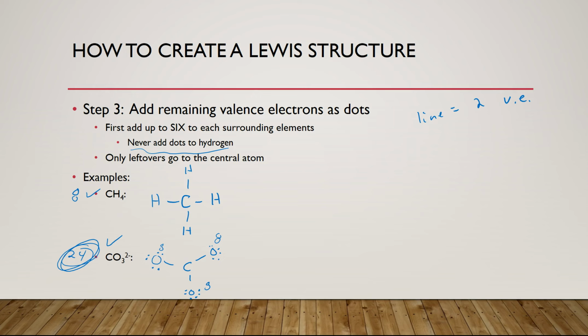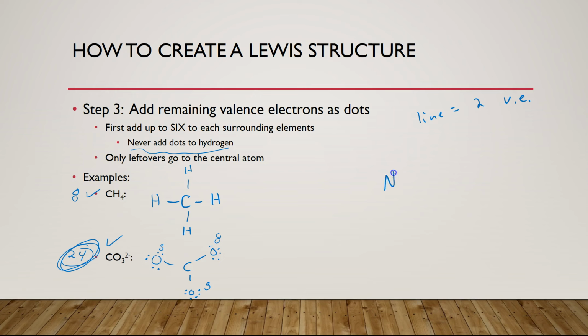Okay, I don't have any leftovers to put onto my central atom in this case, right? Now, let's say I had 2 extras that needed to be put in there, I would then put dots like there and there, like that. But I don't have any leftovers, so I don't need to do that. Alright, so let's do one example where we do have to do that.